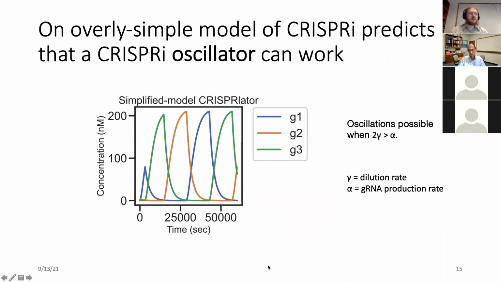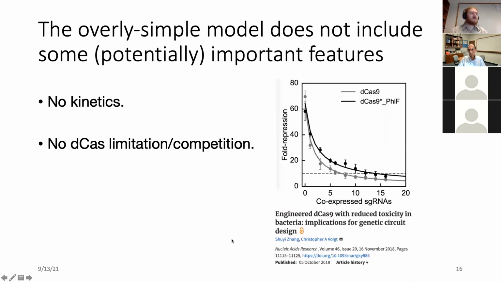But this really is too simple of a model. This is really just to verify that you don't necessarily need cooperativity to get interesting circuits, and that it might be worth pursuing CRISPRi. But there are some important limitations of that really simple model. Particularly, it doesn't really have kinetics. It kind of does, but it doesn't have the stepwise kinetics that real CRISPRi has.